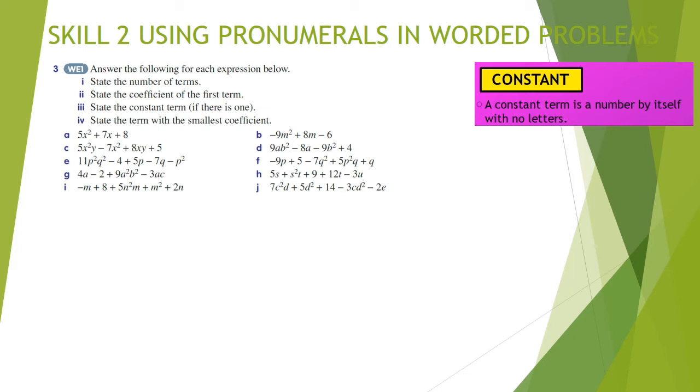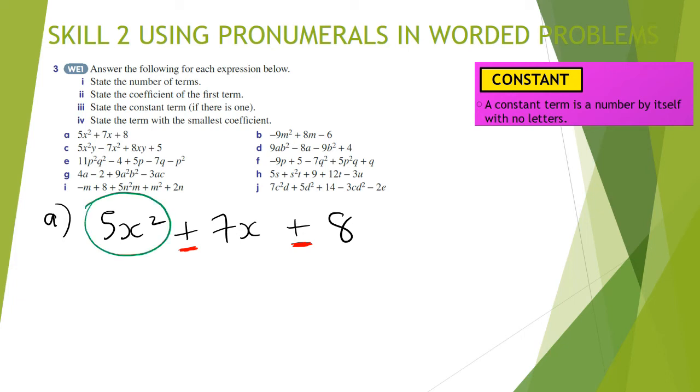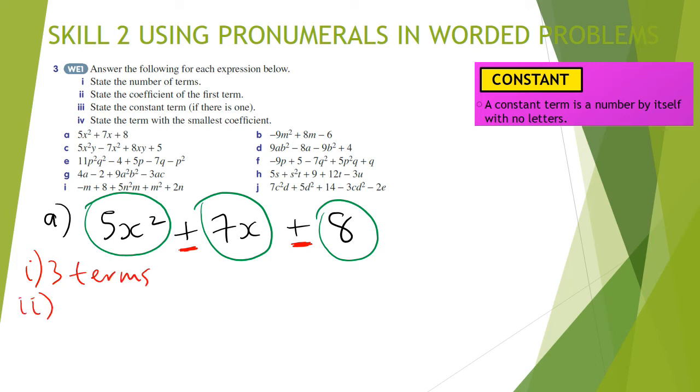Each term is separated by an addition symbol, so a plus symbol, or a subtraction symbol, otherwise known as a minus symbol. So if we look at the first expression, in question A, it's 5x squared plus 7x plus 8. Now every time you see an addition or a subtraction, you know that it's a new term. So that means that 5x squared is a term, 7x is a term, and 8 is a term. So for part I, we've got 3 terms.